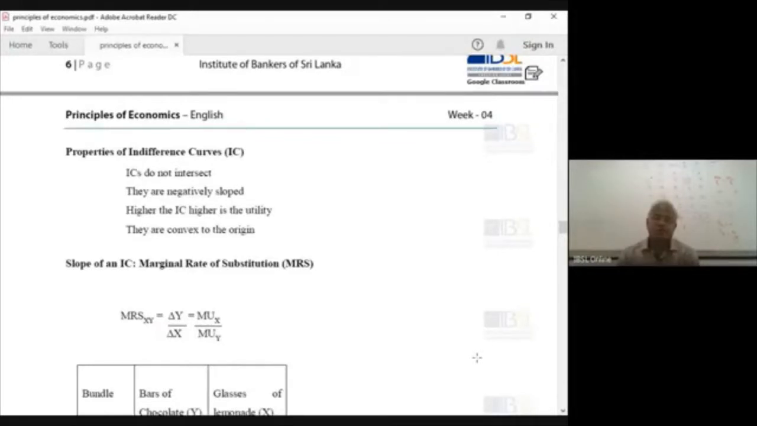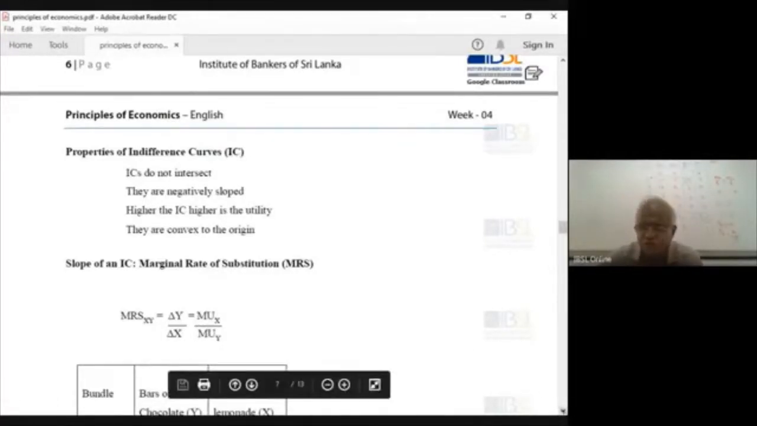Indifference curves do not intersect. They are negatively sloped. Higher the IC, higher the utility. They are convex to the origin. Now, next one we will discuss. Now remember, all these four properties can be proved using our basic assumptions of consumer's preference. That's very important, right?